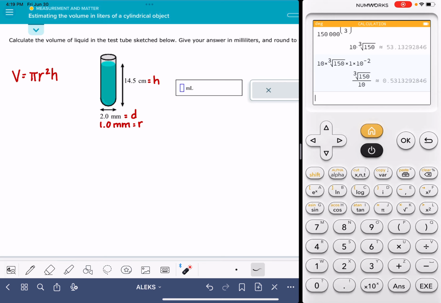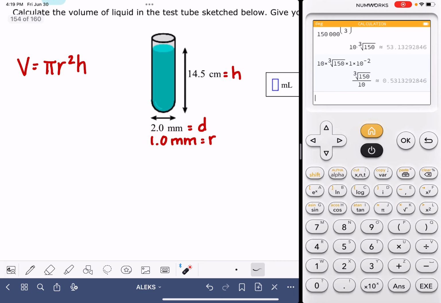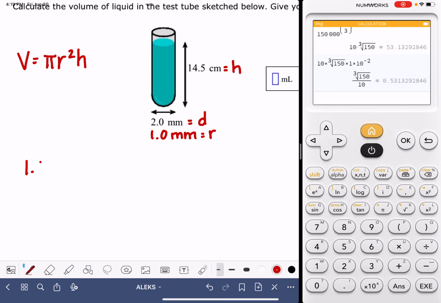Now, one of the issues with this problem right off the bat is that we don't have the same units for our measurements, and we need to have the same units in order to plug them into this volume equation. So let's do some unit conversions to start off. I'm going to start by converting my radius, 1.0 millimeters, into centimeters. I will tell you why I'm making this choice in a bit.